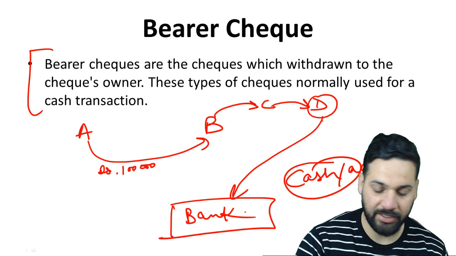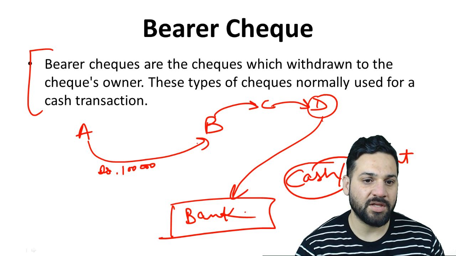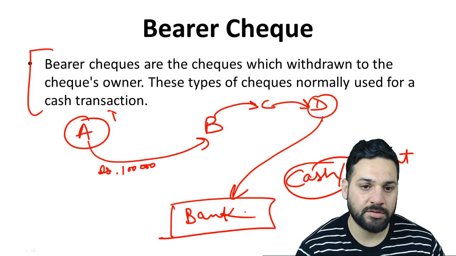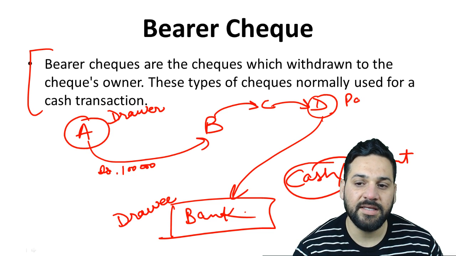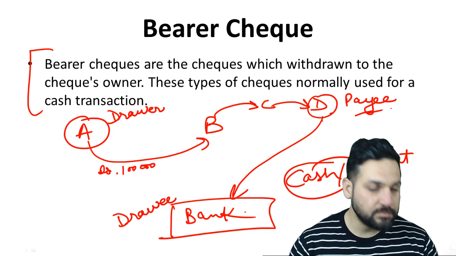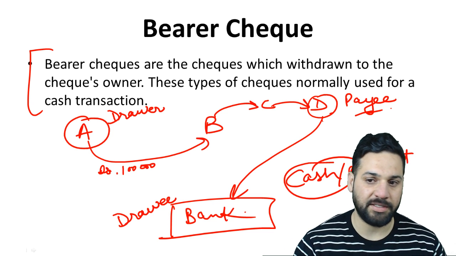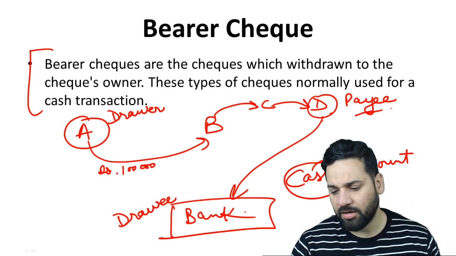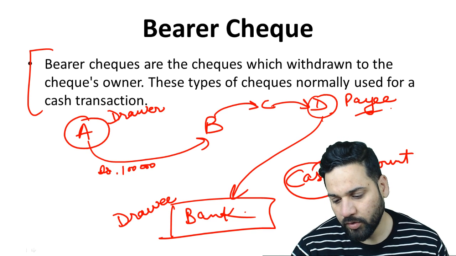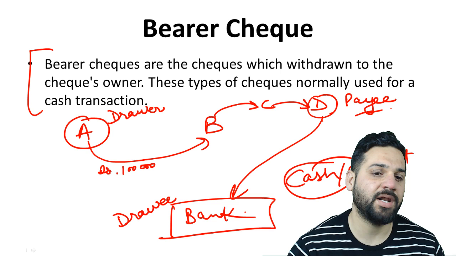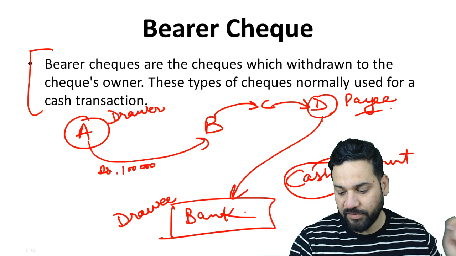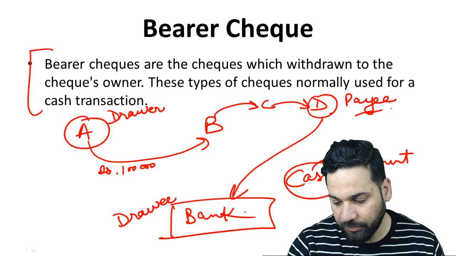So person A is the drawer, right? And the bank is the drawee. And this person D is the payee, because at the end of the day he got the payment. D or B, they are all payees, right? So this is a basic type of check, a bearer check. Whoever bears the check, whoever is in possession of the check, he'll get the money, right?